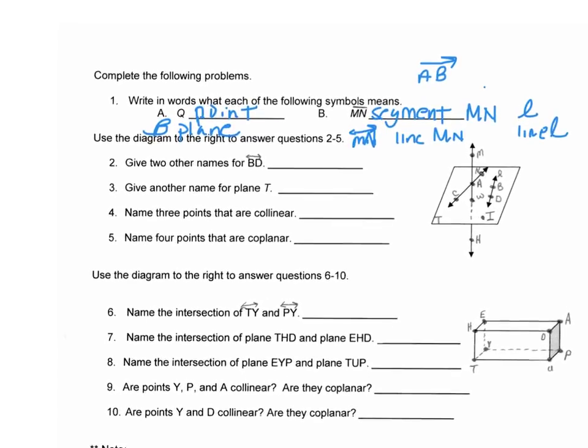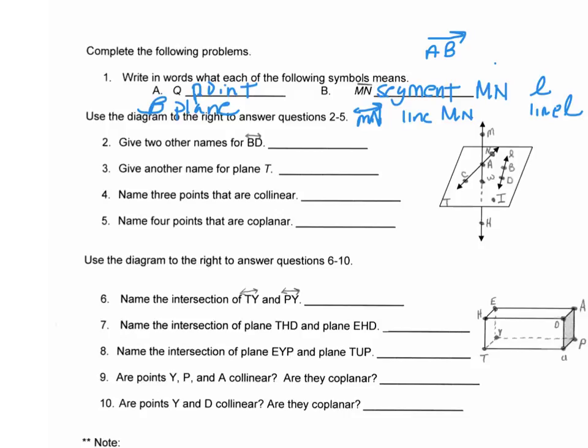All right, so here, looking at our little figure off here to the right, it says, give 2 other names for line BD. Okay, so first, with line BD, I could use my script L, because it's here at the end, or I could write it as line DB. Another name for plane T. All right, so here I have the T written out to the side.